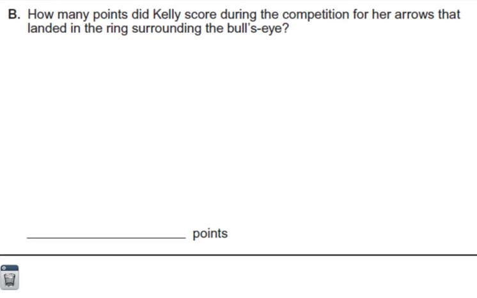Part B asks, how many points did Kelly score for all the arrows that landed in the surrounding ring? Well, if we're going to figure that out, we need to know how many arrows landed in the surrounding ring. And that is going to be our x variable. So we need to figure out what x equals. So what we're basically looking at here is we're going to have to solve the system. Well, at least for x, aren't we? Like, I guess we don't need to solve the entire system in part B, or maybe at all. But we definitely need to figure out x.